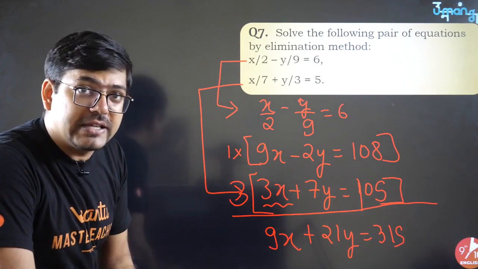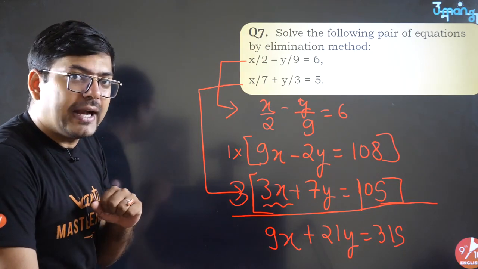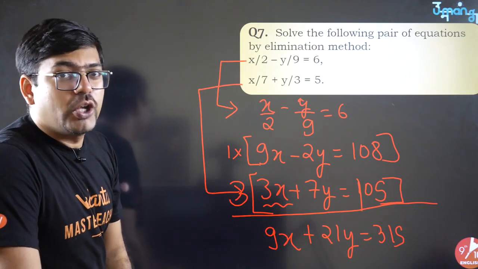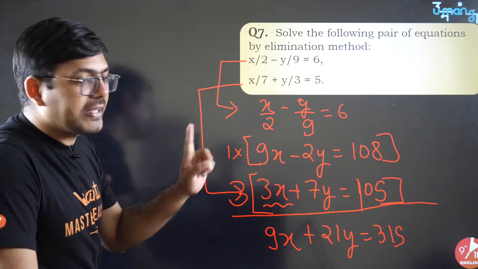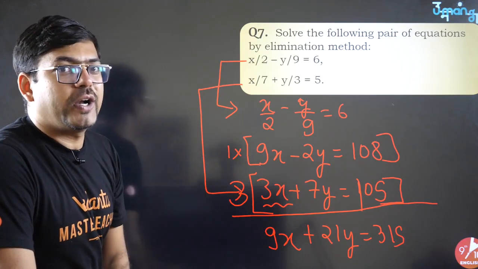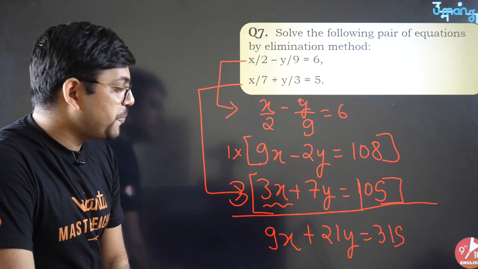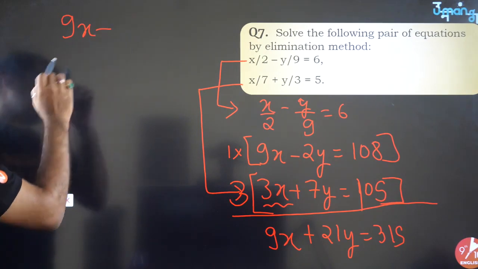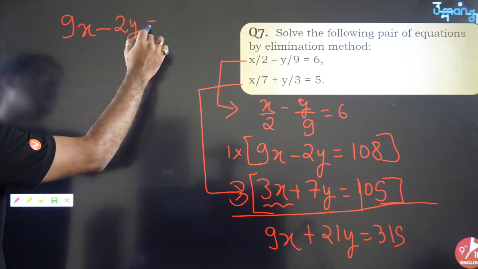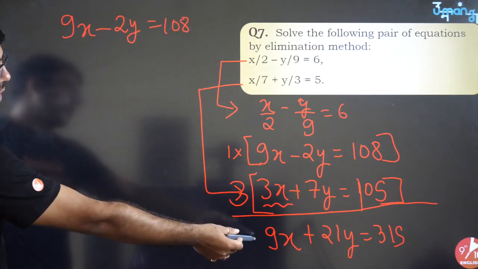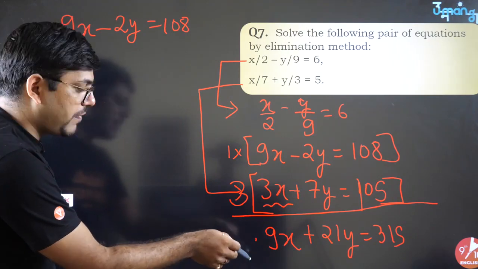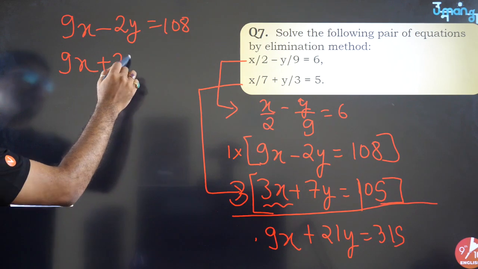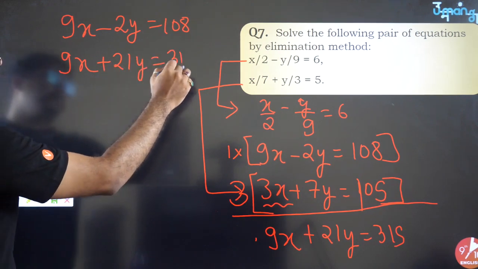Sometimes your work can be easier, and how would you know that? If you take the LCM of these two numbers, you'll find 9. So if the LCM already exists in one of the numbers, then it is not required to multiply it. Okay, so what I'll do here: the first equation is already here, 9x minus 2y equals 108, and the second, modified one which we have written, 9x plus 21y equals 315.